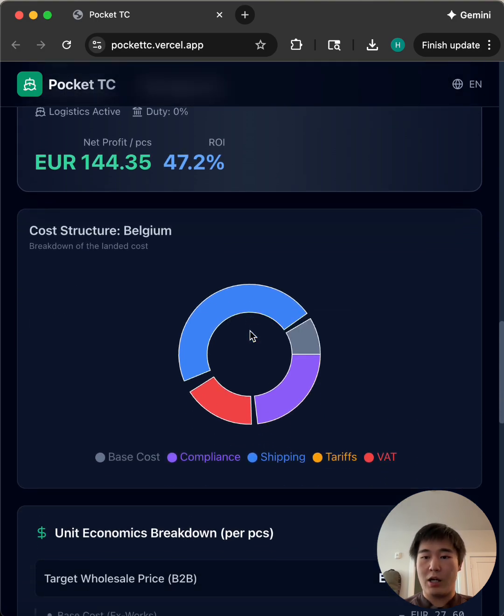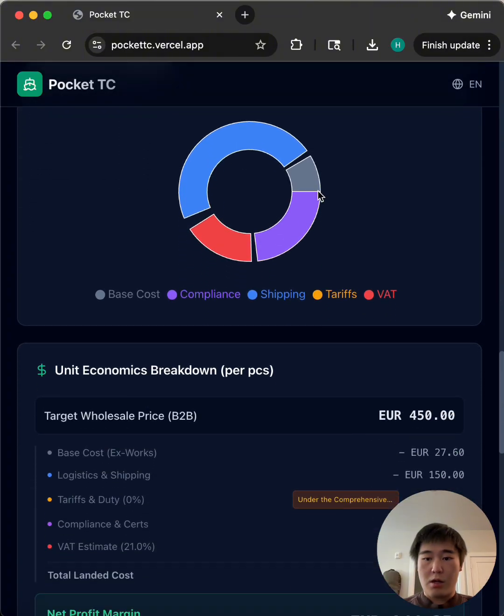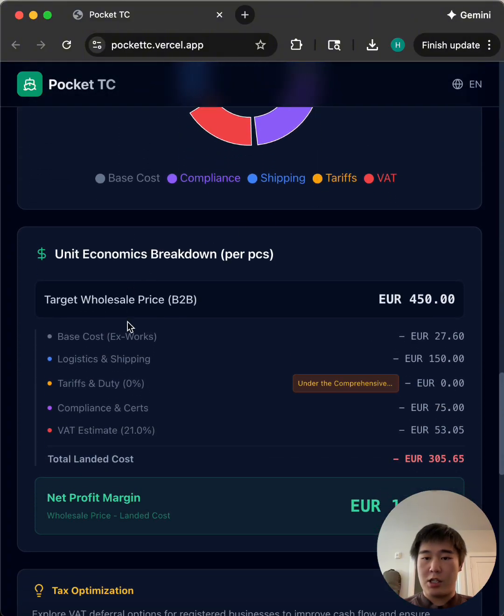Here we have a breakdown of all the costs. As we're scrolling down here, this is a key table starting with the base cost that we selected, $30. It accounts for roughly 27.6 euro. And it lists the logistics. It gives $150 to ship a table from Canada to Europe. And tariffs are zero, that's what they found online. Compliance is about 75 euro, that's pretty expensive.